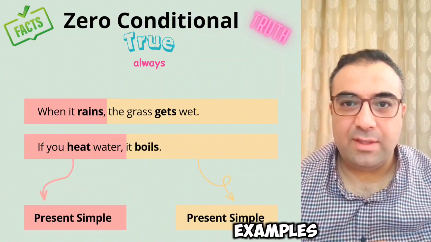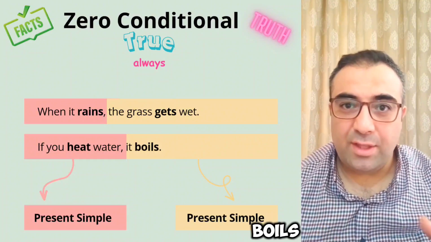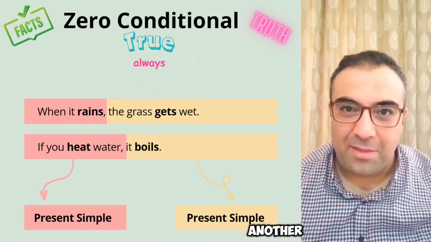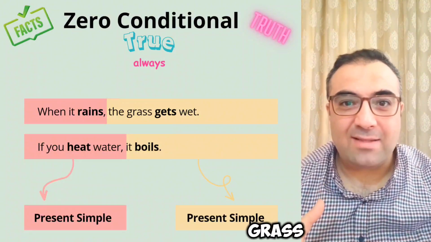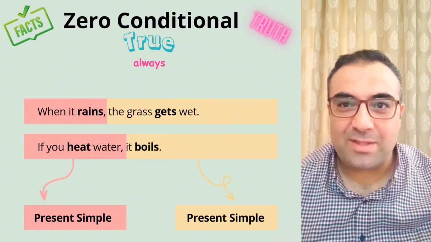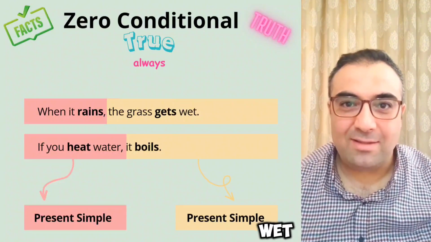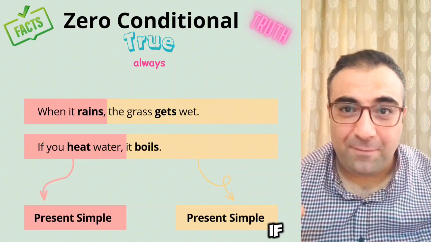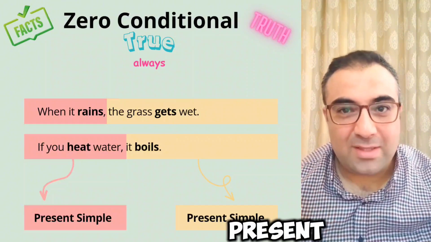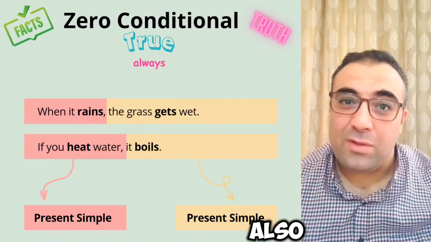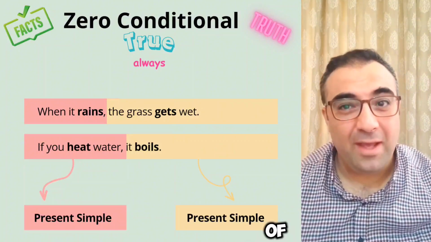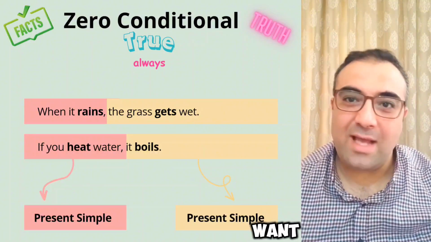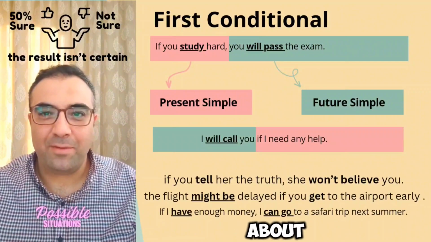Let's repeat the examples. If you heat water, it boils. You heat, present simple. It boils, present simple. Another example. When it rains, the grass gets wet. It rains, present simple. The grass gets wet, present simple. So, the structure of zero conditional is if, present simple, comma, present simple. We can also use when instead of if. So you can use if or when as you want. That's up to you.